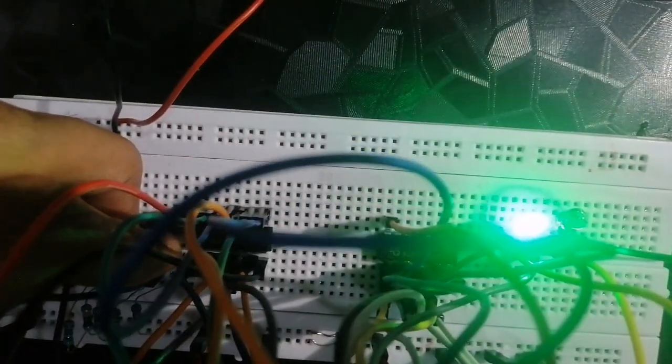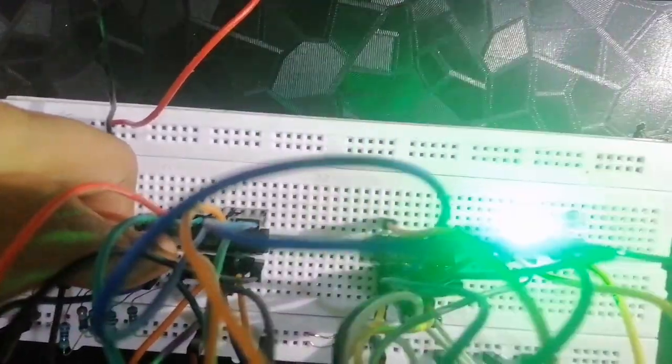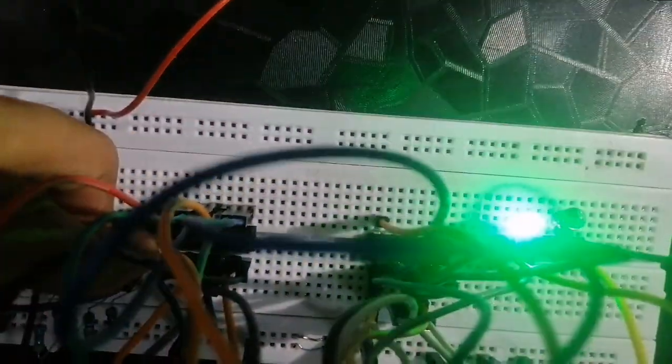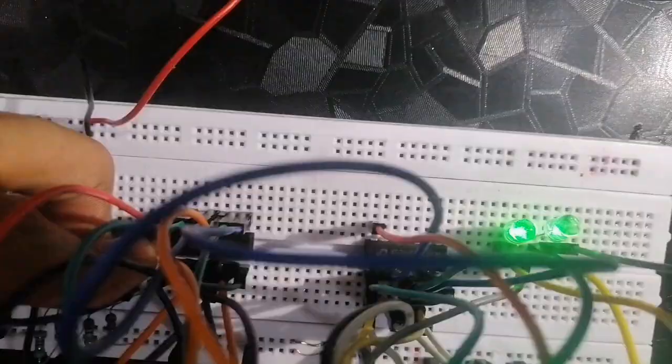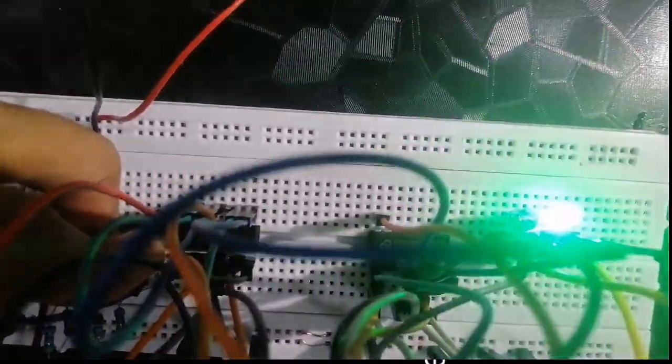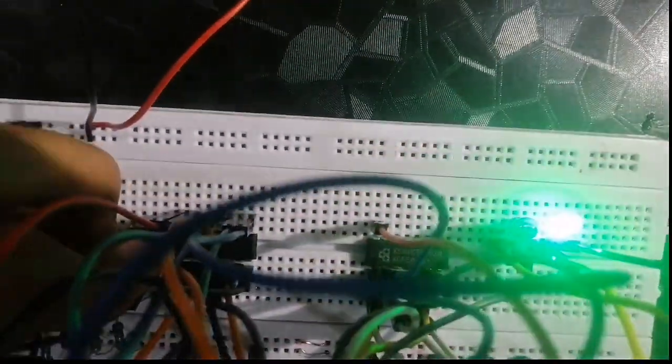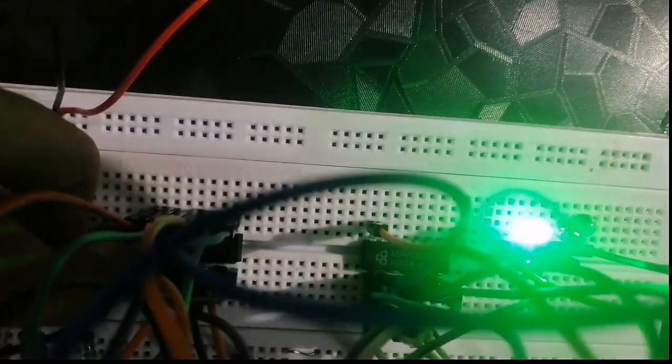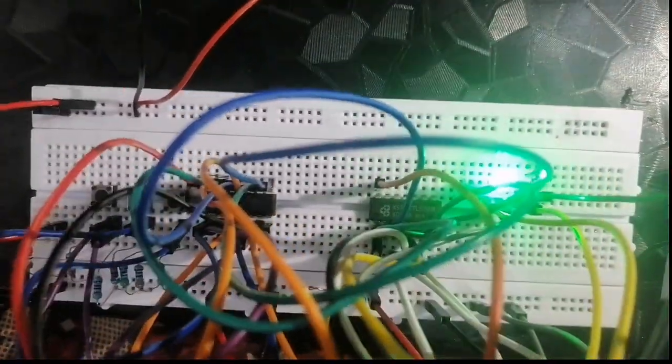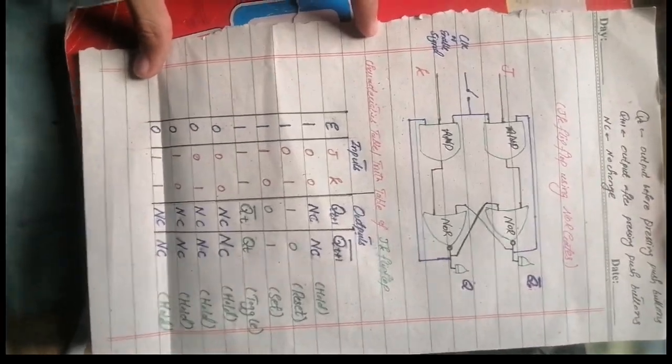I have released the enable signal. Now I am pressing and releasing, pressing and releasing repeatedly. So this was the implementation of JK flip-flop.